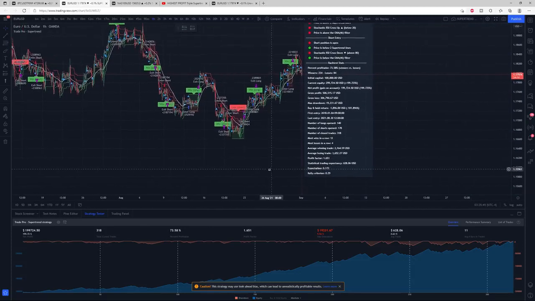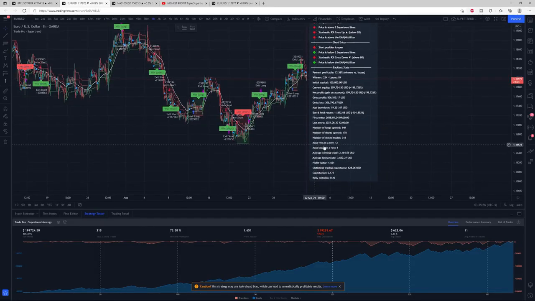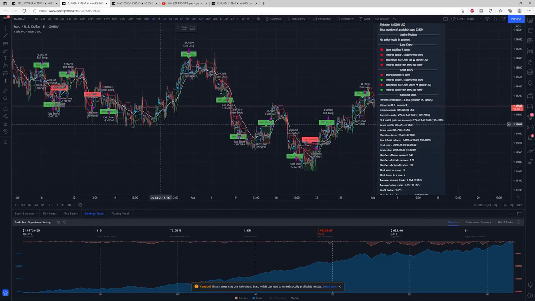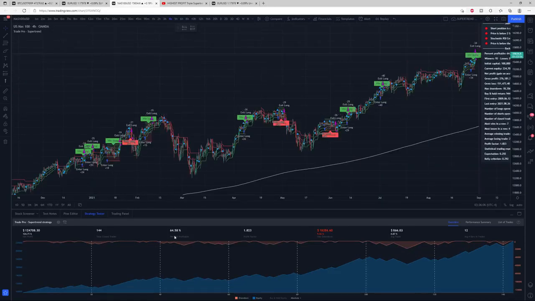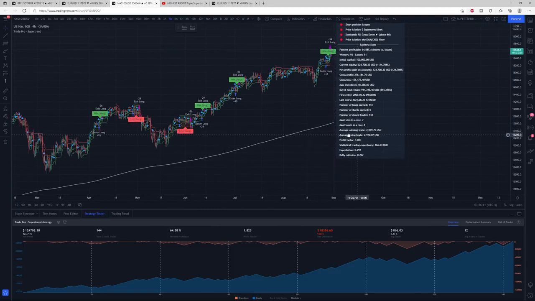If we take a look, Kelly criterion, expectations, statistical trading expectancy, profit factor, average losing trade, average winning trade, most losses in a row, most wins in a row. And obviously with these ones, they have very high win rates. 75% win rate, 73% win rate, 64% win rate. So of course the average losing trade is going to be quite close to the average winning trade, if not higher than the average winning trade. This one, it's right about the same, using just about a 1-to-1 risk reward ratio.